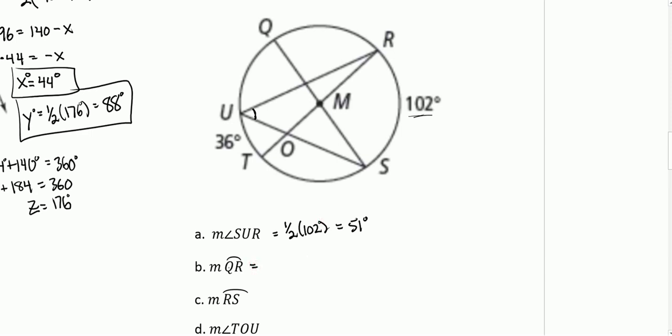Then we want the measure of arc QR. We'll notice that QS is a diameter, and so we get half a circle from QRS. We know part of it's 102, and so this is going to be 180, which is half the circle, minus the 102. And we get 78 degrees.